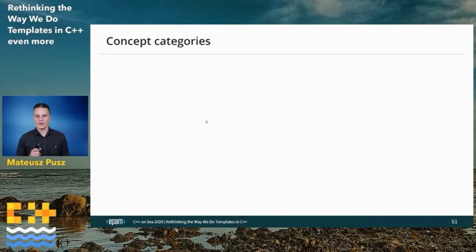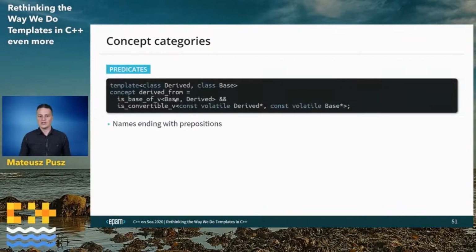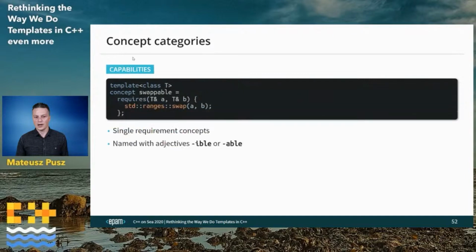During the discussion in the Library Evolution Working Group, we defined 3 categories of concepts for current C++20. We have predicates, like derived from. Most of those concepts end with prepositions, like from, to, and so on. We have capabilities. These are single requirement concepts. In most cases, their names are like able, swappable, convertible, and so on.